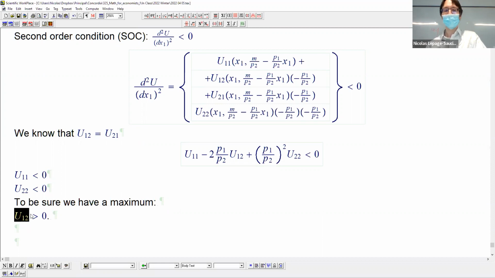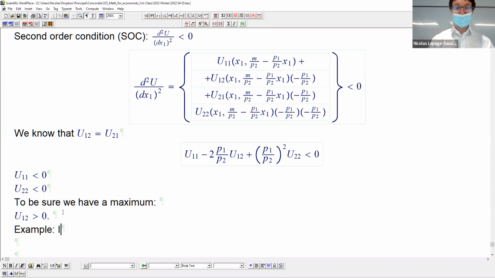So imagine that good one is coffee and good two is sugar. So what does it mean to say that the cross derivatives are positive? Say something. Yes, almost. So, an example.